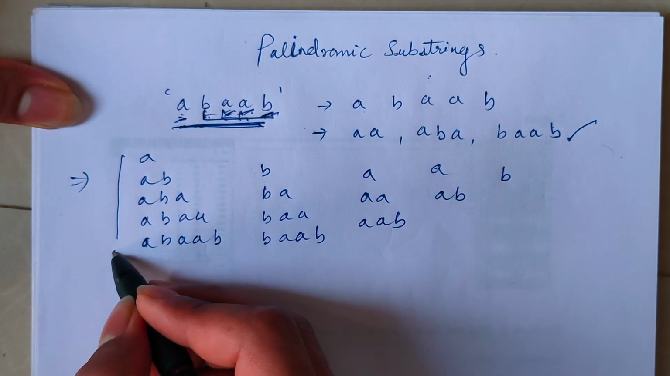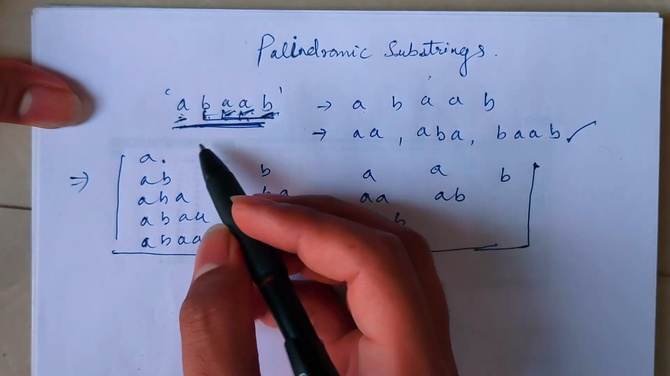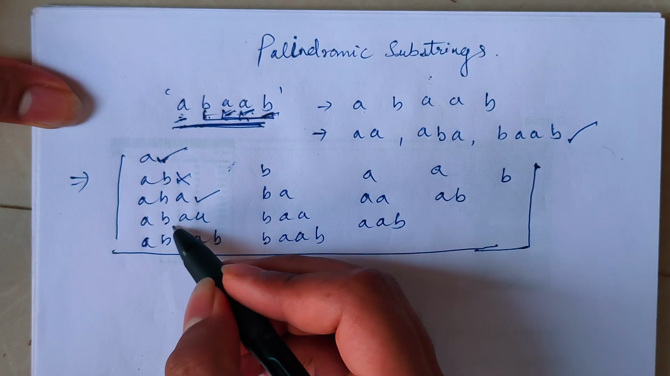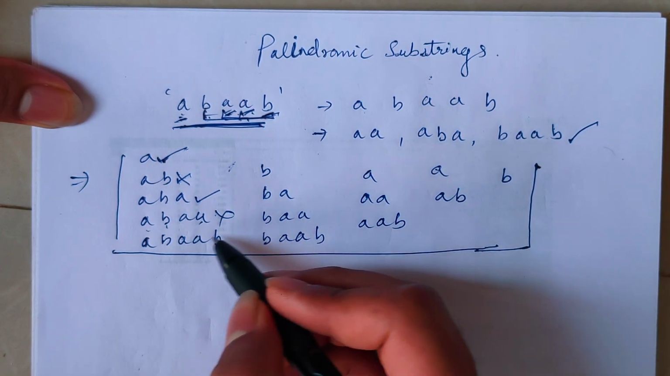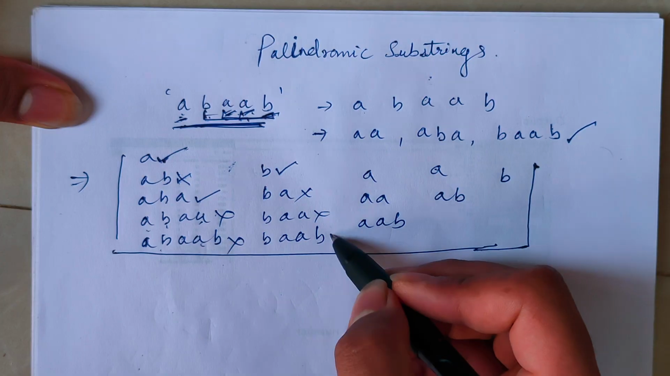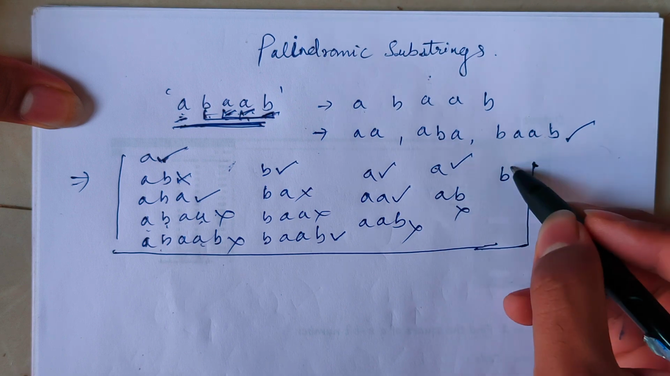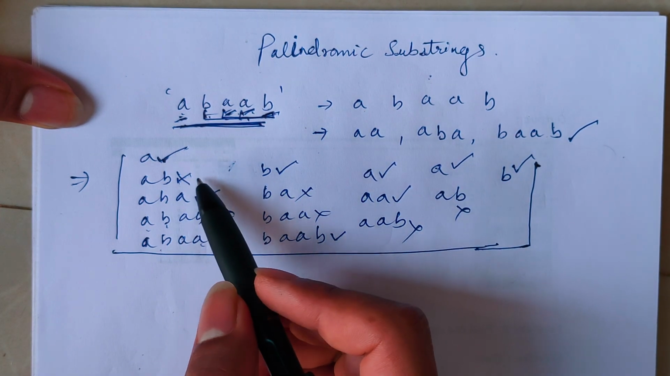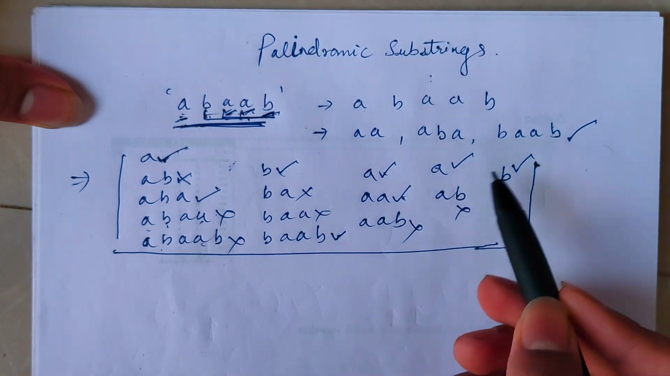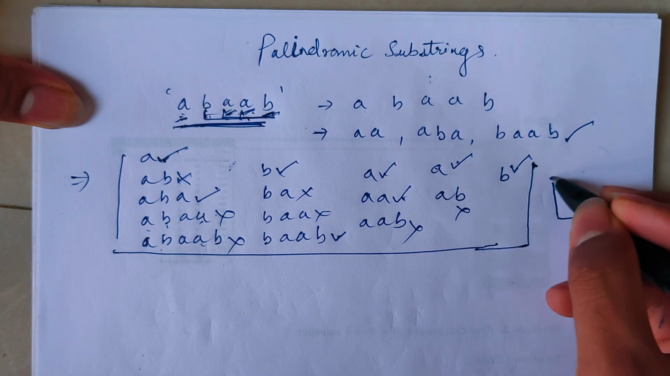So we generated every substring of the string. Then we can check whether each is a palindrome or not. A palindrome, AB not palindrome, ABA palindrome, ABAA not palindrome, ABAAB not palindrome, B palindrome, no, no, yes, yes, yes, no, yes, no, yes. So the total number of palindromes we have got is 1, 2, 3, 4, 5, 6, 7, 8. So we should return 8, right?